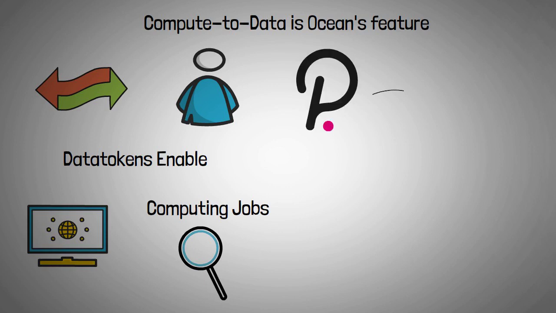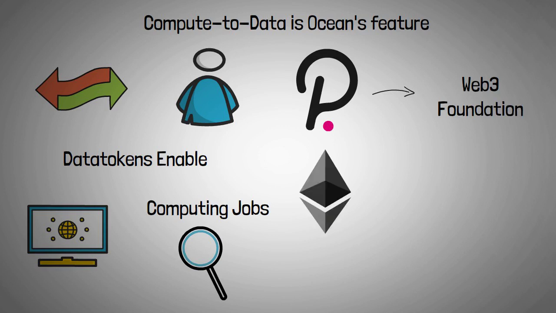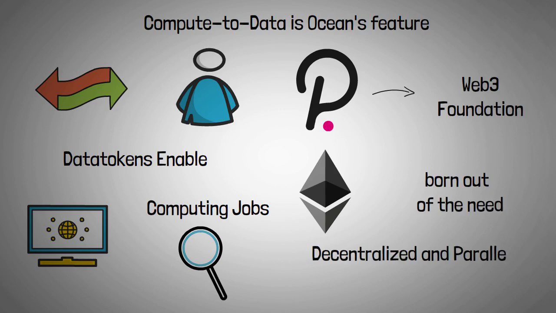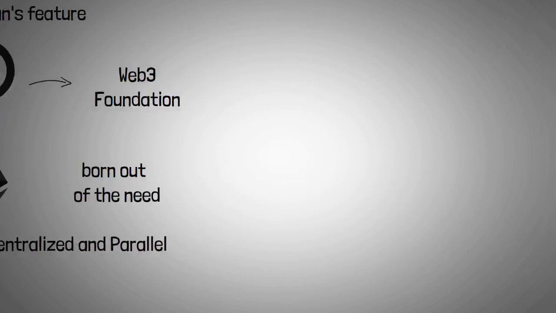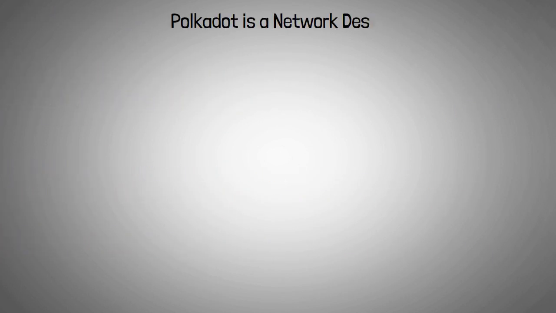Polkadot. Polkadot was developed by the Web3 Foundation, led by the co-founder of Ethereum, Gavin Wood. This project was born out of the need to have a platform that could run several chains in a decentralized and parallel way, being able to adapt to the innovations of the network. Polkadot is a network designed to join the dots with all other networks.